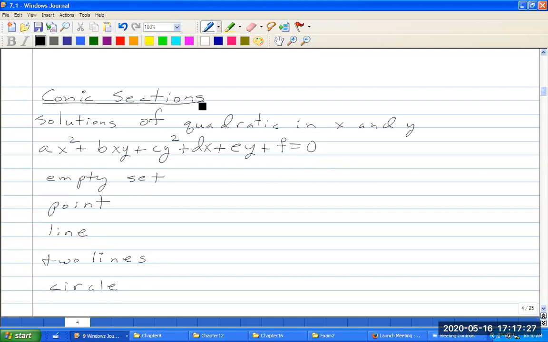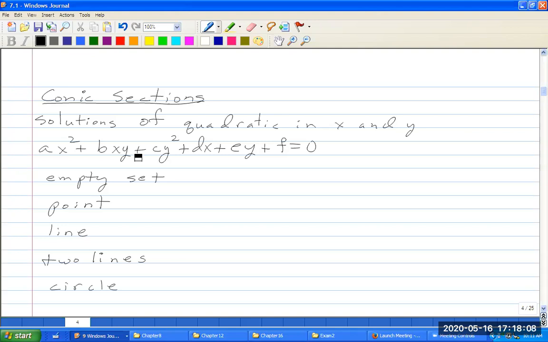We can think of it in another way. A conic section is just the solutions of the following quadratic in the variables x and y: ax squared plus bxy plus cy squared plus dx plus ey plus f equals 0. The solution can have several differing forms. It could be an empty set, meaning no solution in the reals. For example, x squared plus y squared equals -1, in which case the solution set would be the empty set.